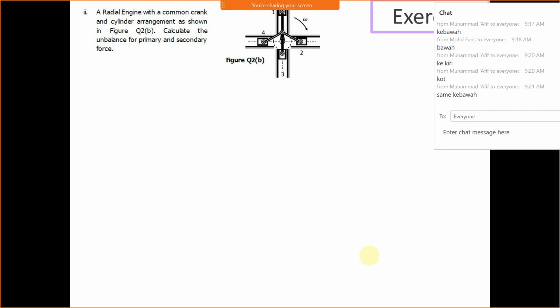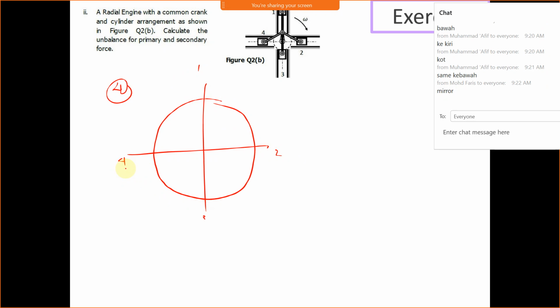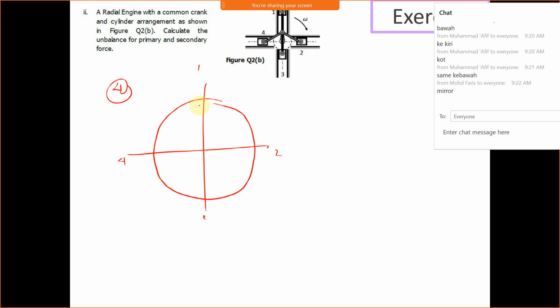Last one we have secondary reverse. Okay, macam mana nak tentukan secondary reverse? So ni crank number 1, number 2, number 3, number 4. Dia must be mirror from secondary direct to the cylinder. So kat mana kita pada secondary direct number 1? Dekat atas. Mirror to number 1 should be upward jugalah. So FSR number 1 upward.